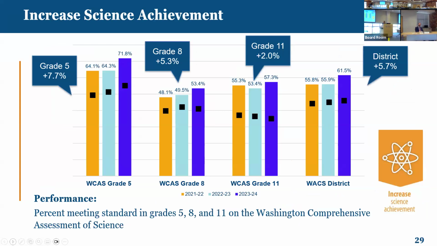When looking at increased science achievement, once again, you see upward trends across our data with WCAS at 5th, 8th, and 11th grade. That dark square again is where the state is at. And overall, as a district, we're up by 5.7%. This is what we want to see. This shows that the actions that we're doing, that intentional scheduling of time and focus on science, is having an impact on student achievement.